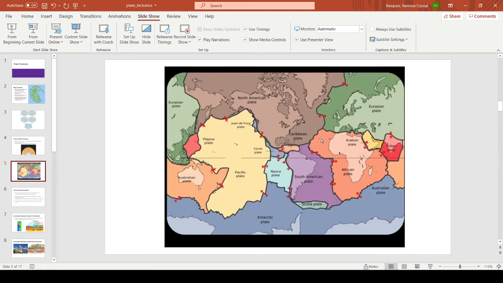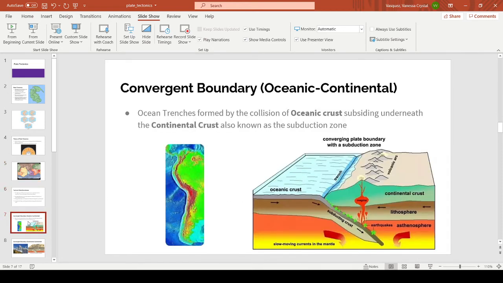So in this example, we could see that the North American plate and the Eurasian plate are separating from each other. I don't know if you could see that clearly, but the red arrows are showing that they're moving away from each other. Whereas in this example, the Nazca plate is colliding into the South American plate, so this is a convergent boundary. I want to go more in depth with the convergent boundary.